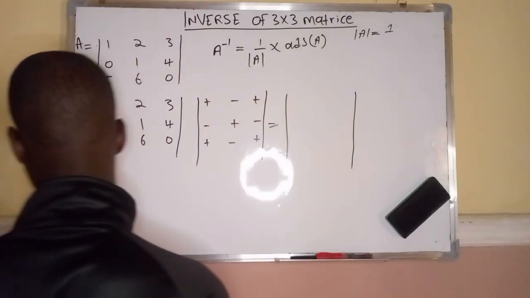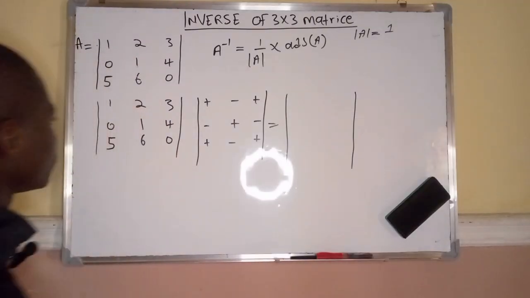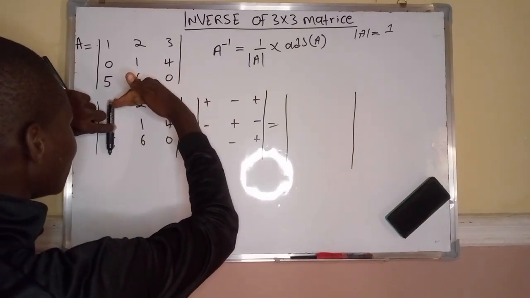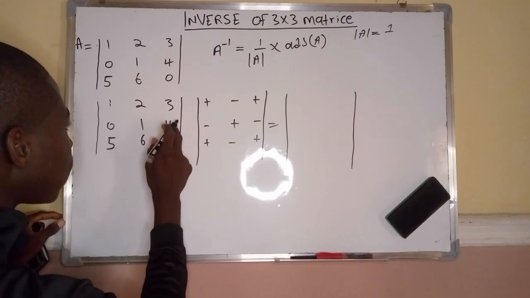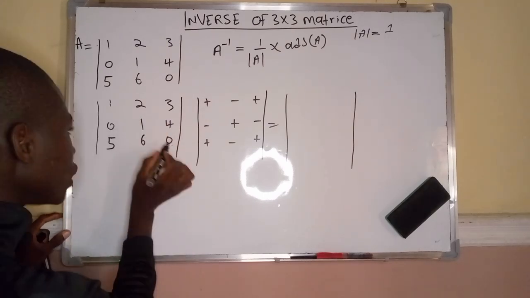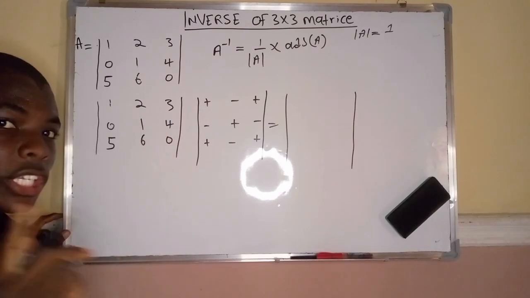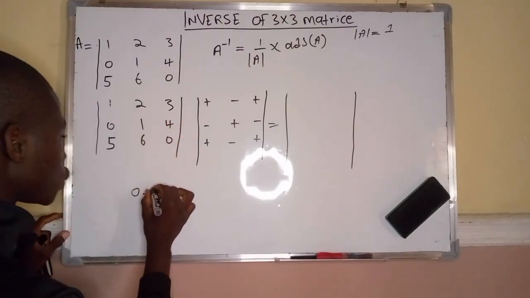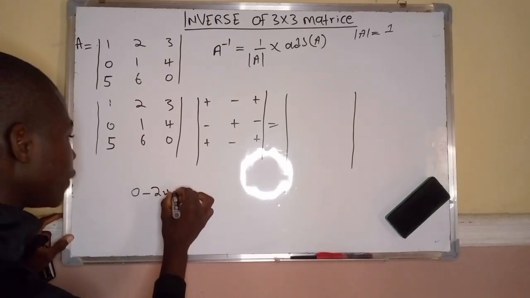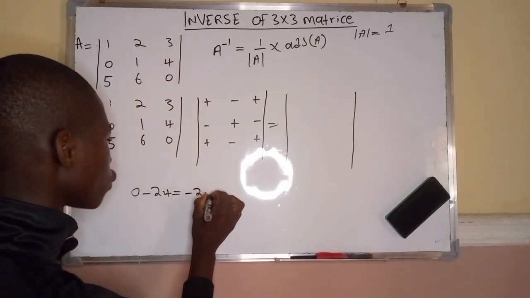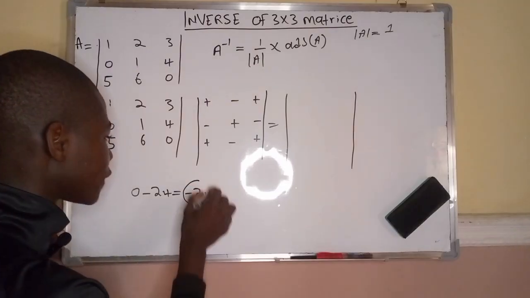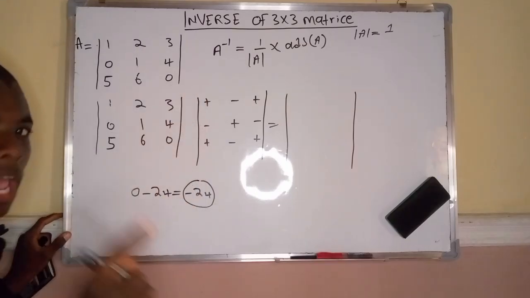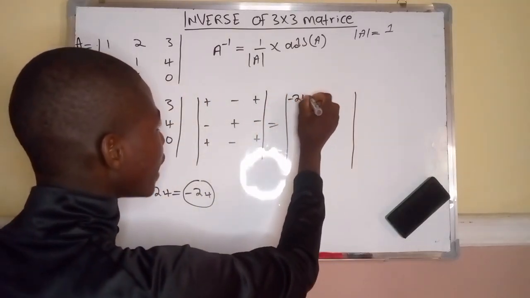So let's start with 1. To find the minor of 1, we delete this row and this column. We are left with 1, 4, 6 and 0. 1 multiplied by 0 is 0. Therefore, minus 6 multiplied by 4, which is 24. So at the end, I'm having minus 24. Then I'm going to multiply minus 24 with the positive sign. Again, minus times plus gives a negative sign, so I have minus 24 still.